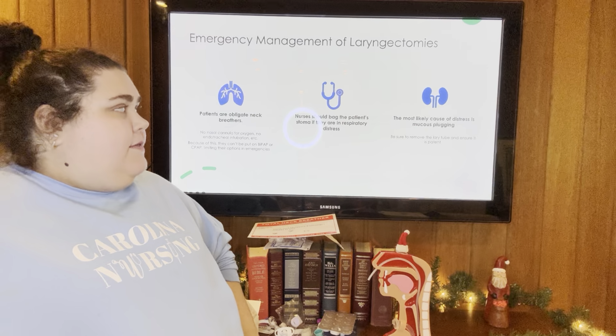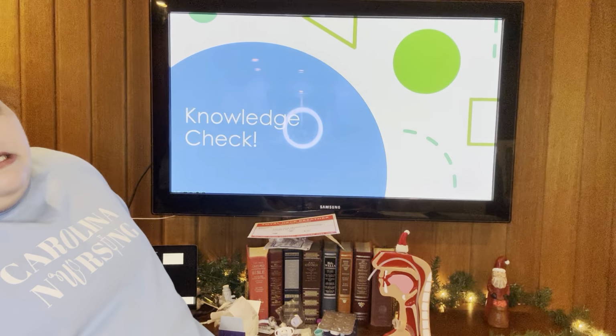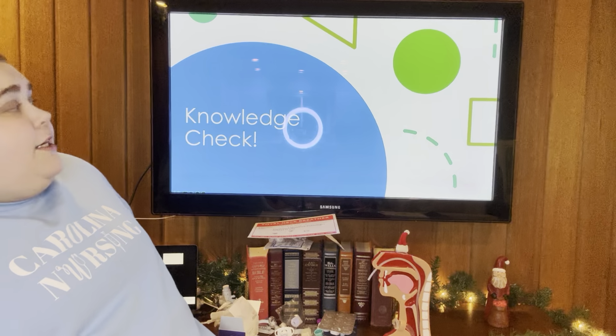And then the most likely cause of distress is mucus plugging. So you want to make sure to remove the Lary tube and make sure it is patent. So we're going to do a quick knowledge check.